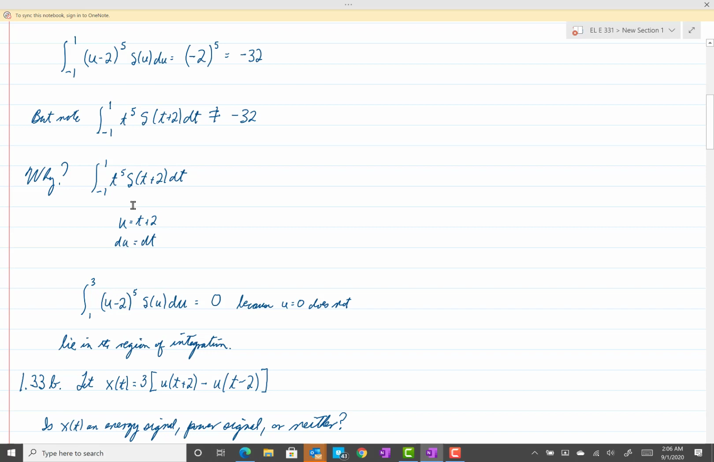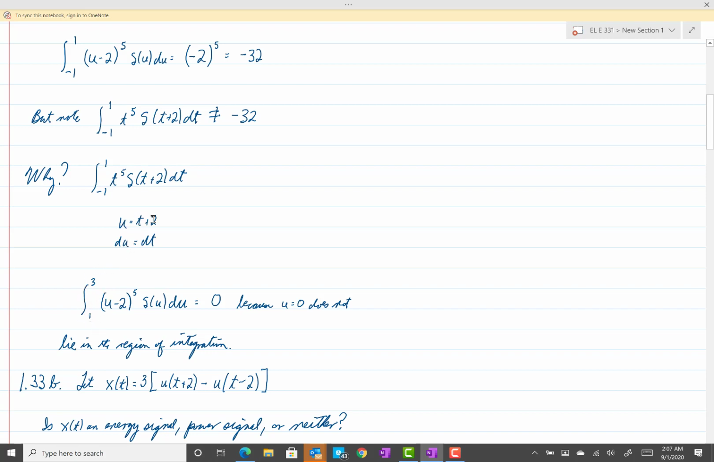Just like we did before, we bring down the exponent of 5, the t plus 2, and the argument of the delta function becomes u, so we have delta of u. The dt is equal to du, so we have du here. But now, since we had different limits on the integral in this case, we're going to get different limits after using this change of variable. And so let's see what our limits on our integral should be.